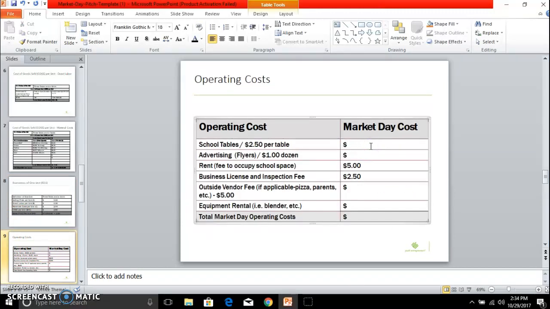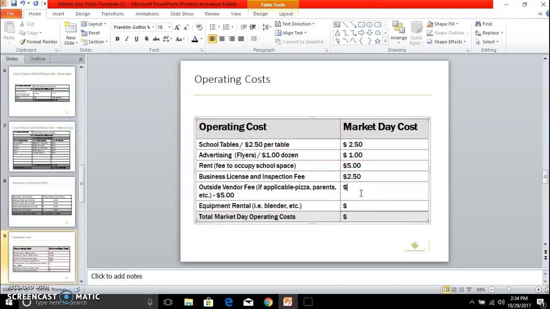So let's say that I want to use a school table. That's $1. So let's say that I borrow 1 table. That's $2.50. Let's say that I get a dozen advertisements, that's $1. Okay, so I get the rent fee, that's to occupy space. Let's say that I have my business and license fee, which is $2.50.